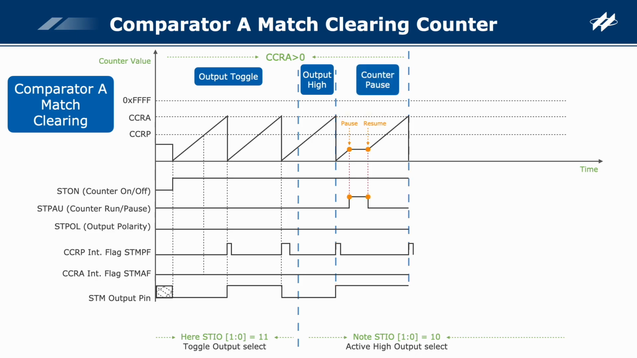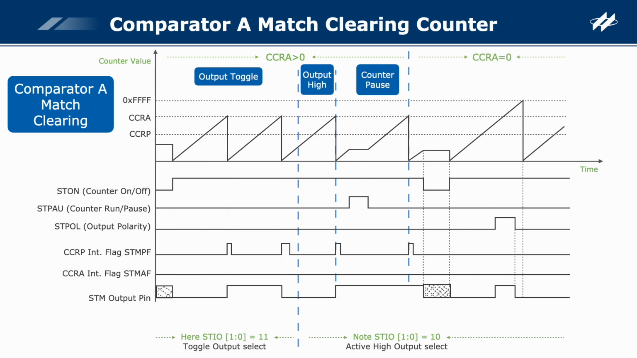When the STPAU bit is changed to 1, the counter will pause counting and retain its residual value. After the bit is cleared to 0, the counter will continue counting. Because the current external pin level is high, the level does not change when a comparator A match occurs. When the CCRA is equal to 0, the counter will not be cleared until it overflows.